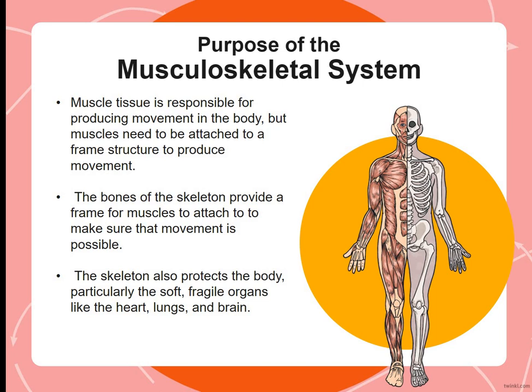So the skeletal system has three functions. Number one, it provides my body with shape and support. Number two, it's responsible for protecting the internal vital organs. And number three, it's responsible for producing the blood cells. What about the muscular system? It facilitates movement.